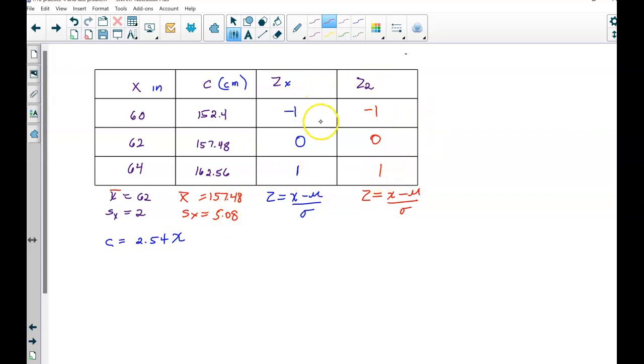What you should notice is that you end up with the same z-scores. So again, a z-score is unitless. As long as you're making the same conversion to each of your data, you're going to end up with the same value.